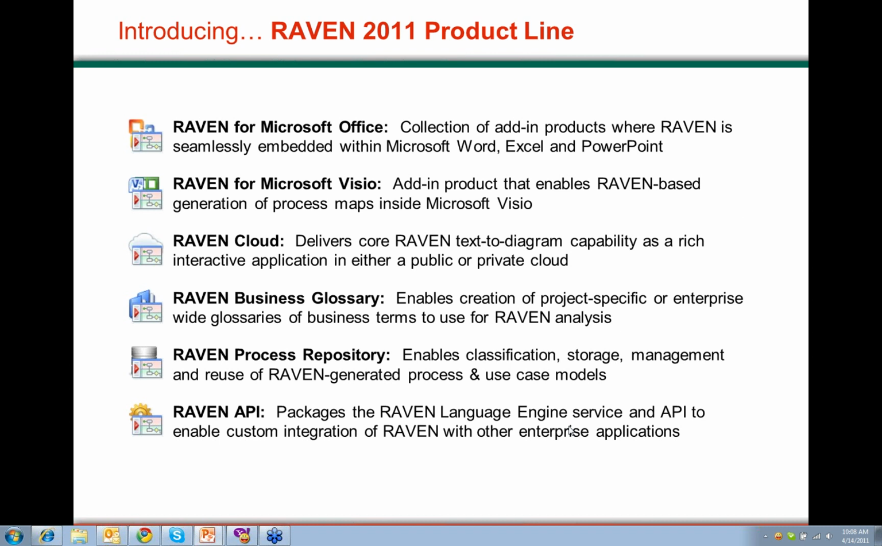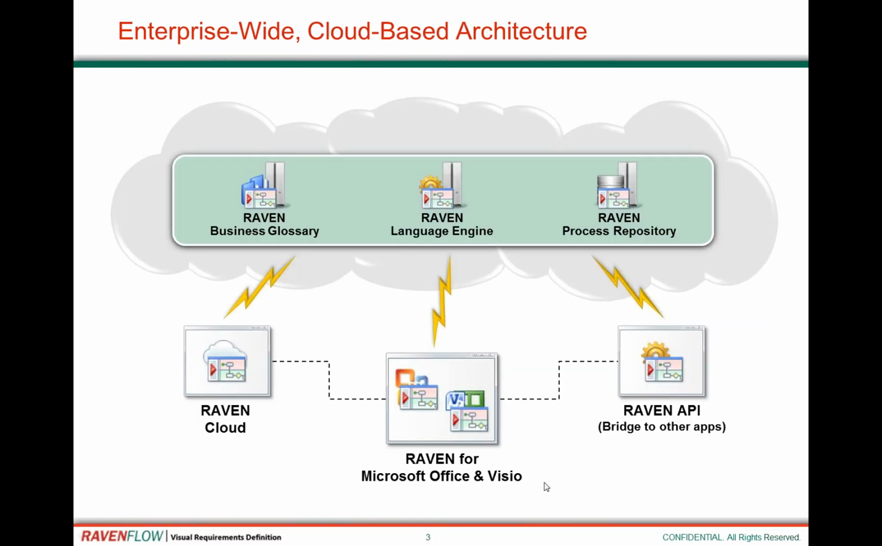One of the key parts of the strategy going forward is to make Raven a service, the language engine, and provide an API that you or our partners can use to do custom integrations with Raven-enabled applications. We can talk about some of the scenarios we use for that. So that's a quick look at the product line overall, and we'll continue going into some of the details here.